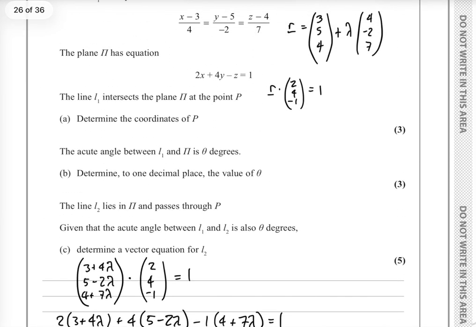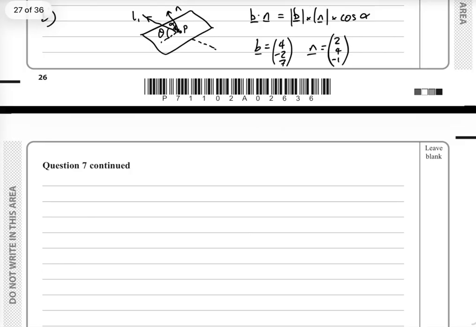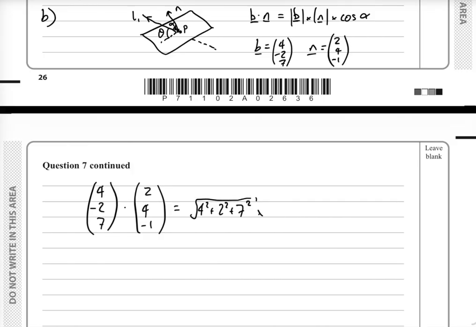And the normal is (2, 4, -1) for the plane. So (4, -2, 7) dot (2, 4, -1) must equal the square root of 4 squared plus 2 squared plus 7 squared, times the square root of 2 squared plus 4 squared plus 1 squared, times cosine of alpha.